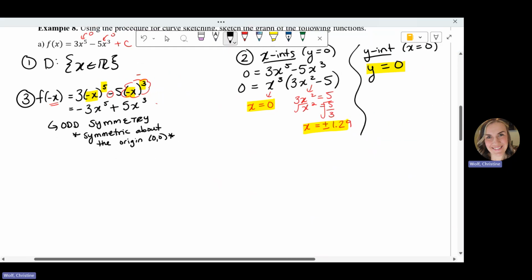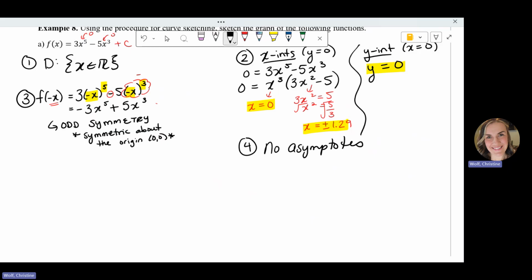Okay, step number 4, I will do over here. Okay, so step number 4 is to state our asymptotes. We have no asymptotes because we have no denominators. Easy peasy. Moving on. Step 5.